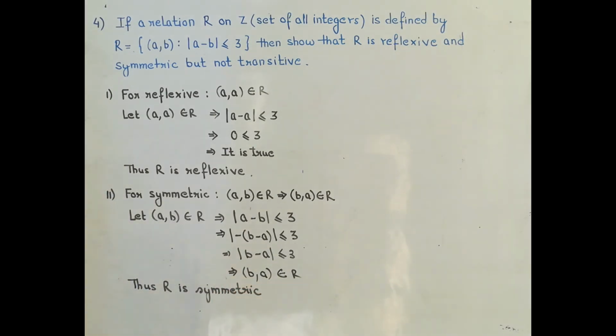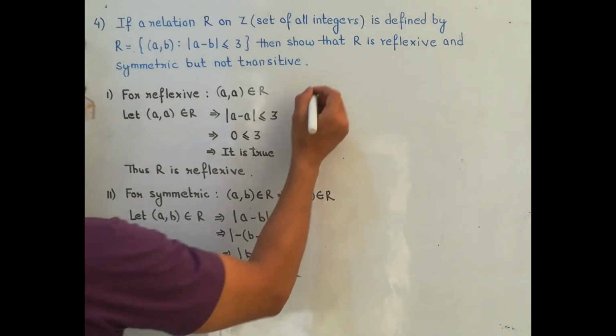So in the first part you were asked to prove it reflexive, that we have done. In the second part we were to show that it is symmetric, that also has been done, and these two parts have been done by proving the definition. Now coming to the third part, where we have to show that it is not transitive. For not transitive you have to consider a certain example, and by taking a certain example you have to show that it is. Now let us write the definition for it first.